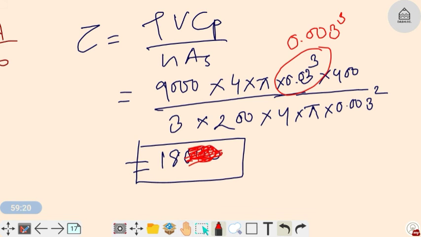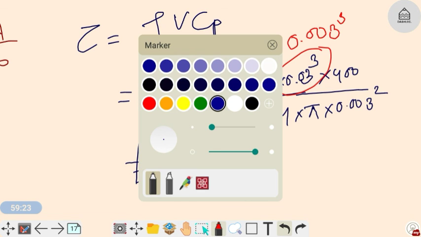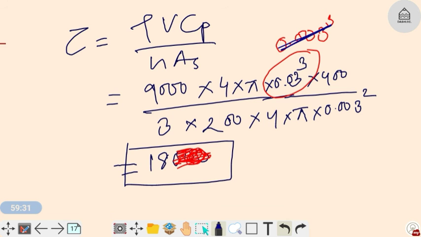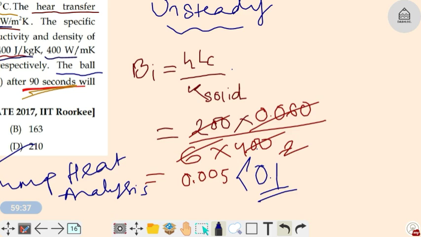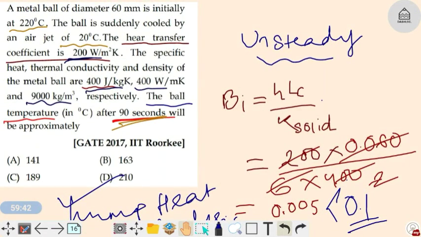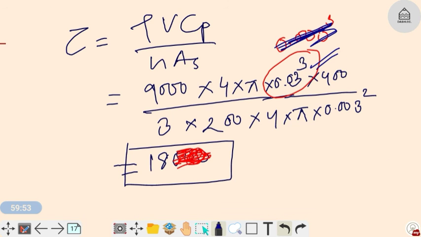I am sorry, I have made another blunder. I have corrected the wrong thing. This is okay, this is okay. This is 0.03. Let me make you completely understand. The diameter is 60 mm, so the radius will be 30 mm, so it is 0.03. I made a mistake here. So this is 0.03 square.